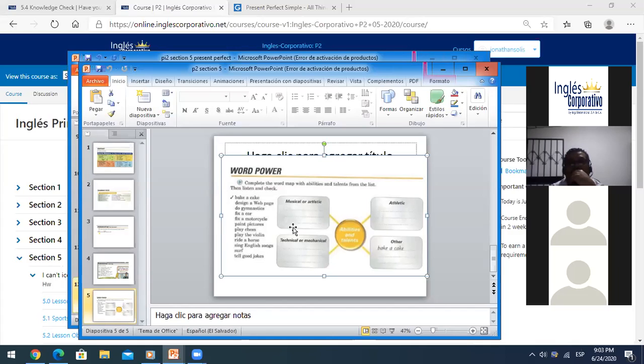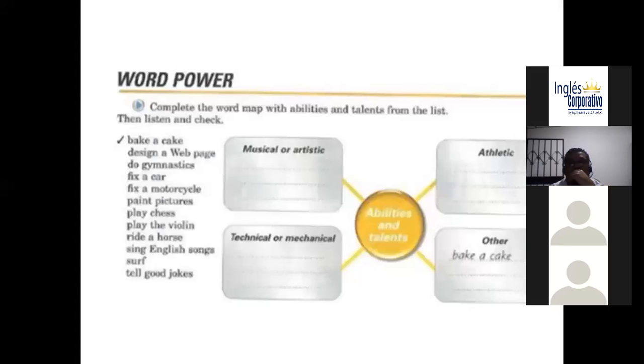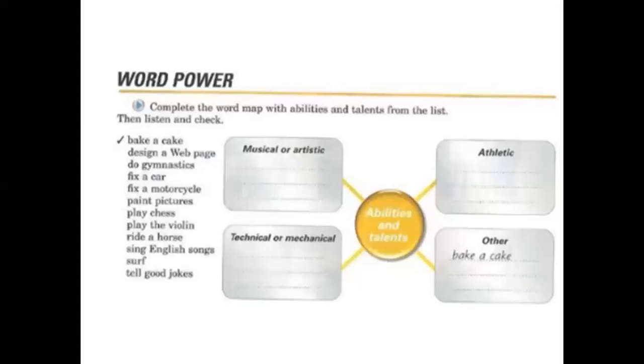All right. Don't worry. So, where were we? Yes, here. So here we have some skills. We have abilities and talents. Some are musical or artistic, others are technical or mechanical. Then we have others like athletic. And finally, we have other: abilities that are probably not athletic, technical, musical or artistic.